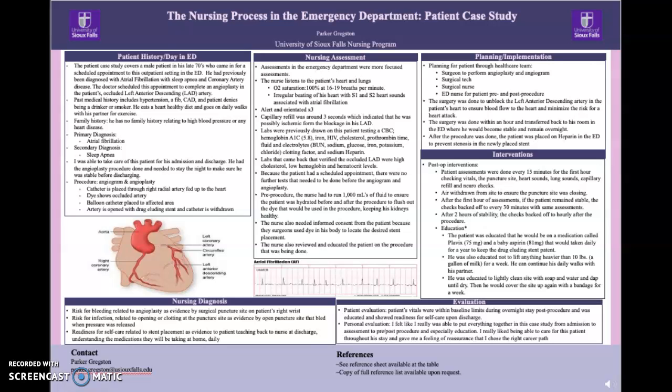I got to be around him a lot, and it gave me a sense of reassurance that I was doing the right thing. I felt like I was supposed to be where I was supposed to be, and I'm choosing the correct career path. So yeah, that is my patient case study.